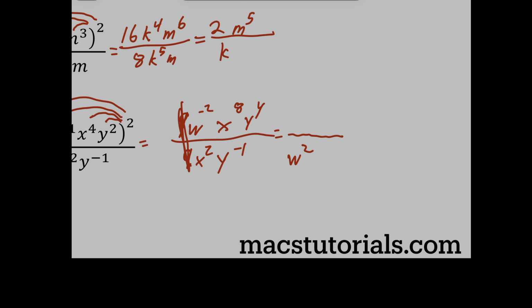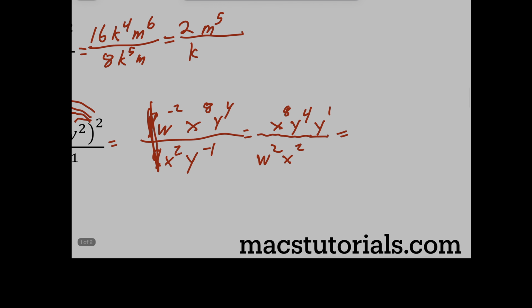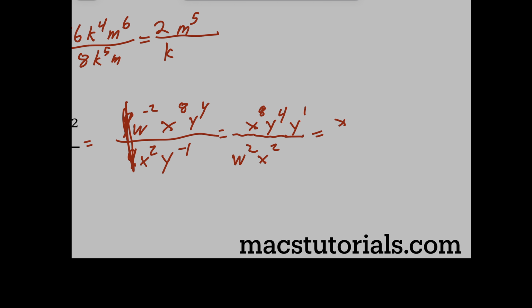Sorry, maybe I shouldn't cross it out. And I'm left with x to the 8, y to the 4 on top. Okay, I have my x squared there. And I also have a y to the 1 I've got to move on top. Now when I multiply, I'm going to get an x to the 8th, y to the 5th over w squared x squared. Now do you notice right here what I have? I have 8 x's on top and 2 x's on the bottom. So I subtract, I'm going to get 6 on top, boom, and boom.